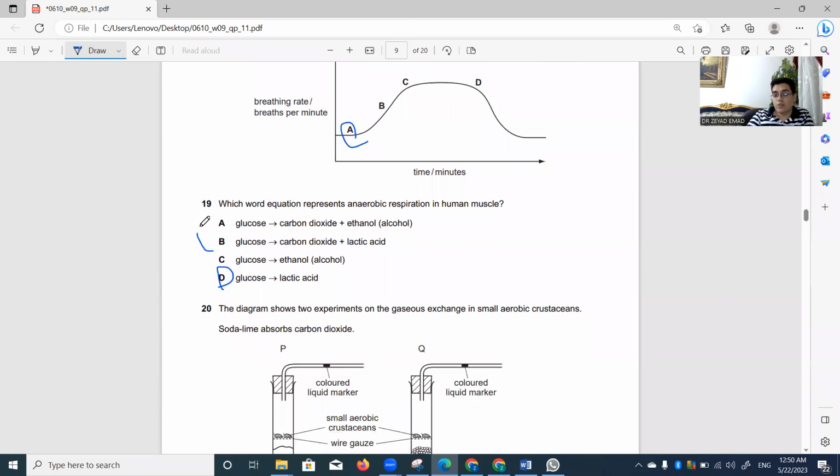This is a very important question and repeated in the exams also. Which word equation represents anaerobic respiration in human muscles? Remember, N means no oxygen. No oxygen, so glucose is broken down without oxygen into lactic acid only, without carbon dioxide.